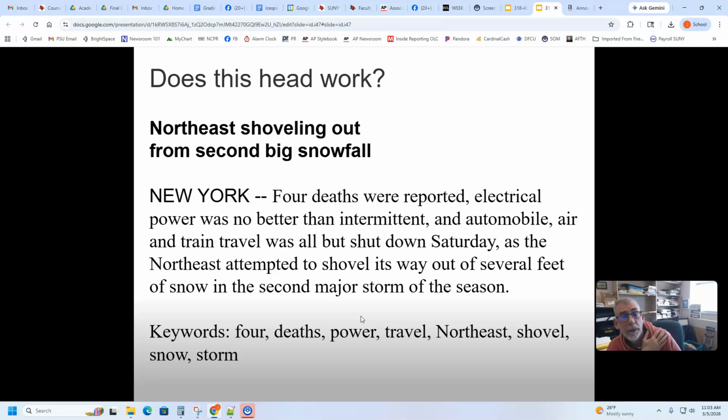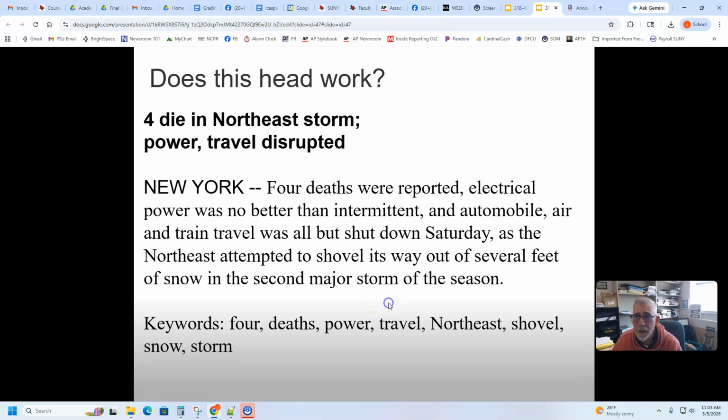Does the headline work? Northeast shoveling out from second big snowfall. Well, it's accurate. That'd be second big snowfall of the season or of the year, which is implied. But is it the most important news? I don't think so. I think it's 4 die in northeast storm.